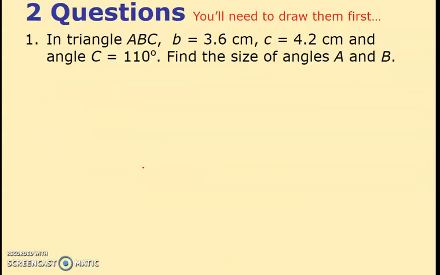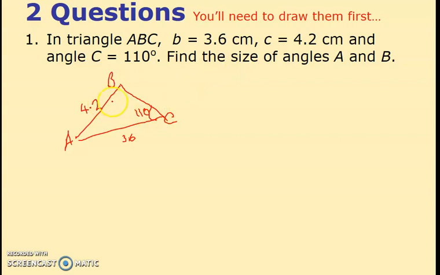Now sometimes they don't draw them for you, you've just got to use your brain a bit. So let's have a go. Let's draw a triangle. It doesn't matter how you draw it particularly. Label them A, B, C. There you go. b is 3.6. Now b of course is opposite the B. That's 3.6. c is 4.2, so that's opposite the C, 4.2. Angle C is 110. Find the size of angle B.